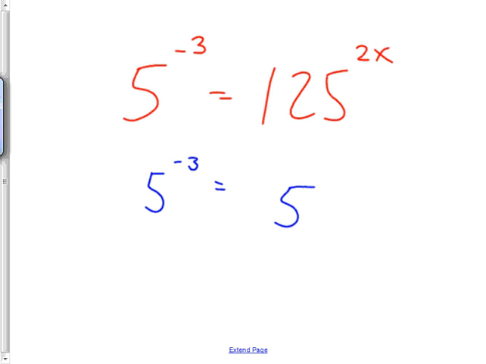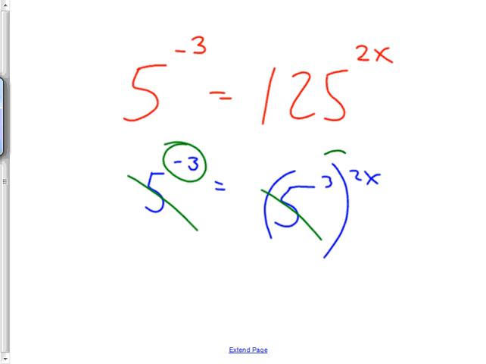Awesome. 5 to the what? Did I do it right so far? Okay, now what? Okay, once you get them, you're so close. Now you just say, I don't look at those anymore. That equals that. Negative 3 equals, what's the other one going to be?